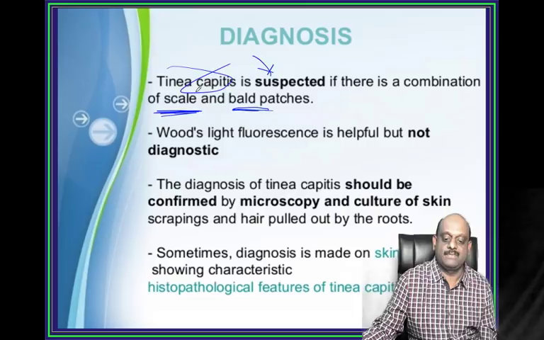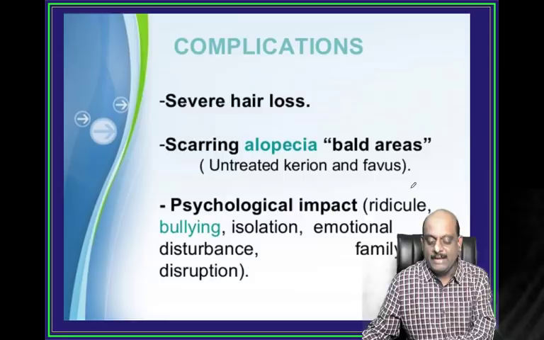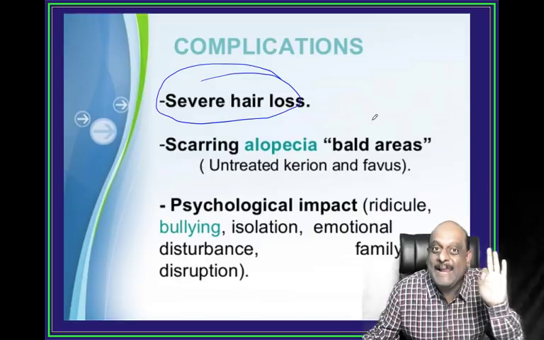Wood light fluorescence is helpful, but it is not diagnostic. You have to do microscopy and culture of the skin scraping in order to make the diagnosis. So what are the complications of the tinea, doctor? Severe hair loss, scarring alopecia.